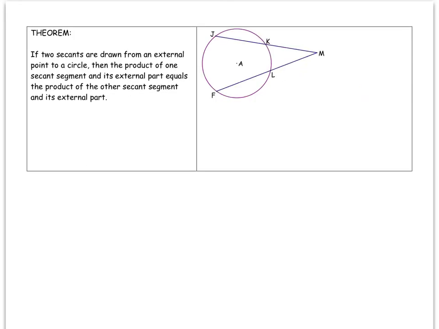The last theorem that we have is if we have two secants. So again, we're drawing from an external point. The product of one of the secant segments and its external part. So again, we're talking about the whole length of that secant segment. So FM times just the external part, so just LM, should be equal to the same multiplication with the other secant. So JM, again the whole secant, times just the external part, which would be KM.